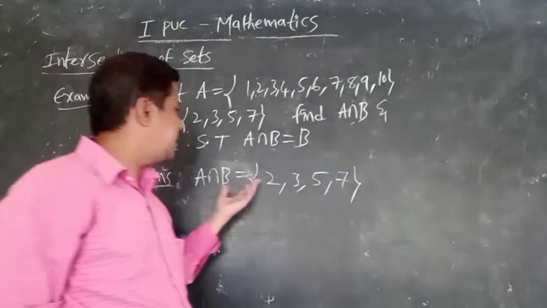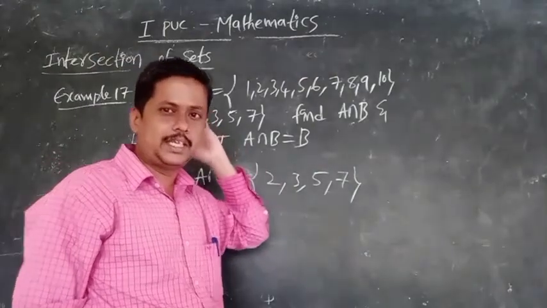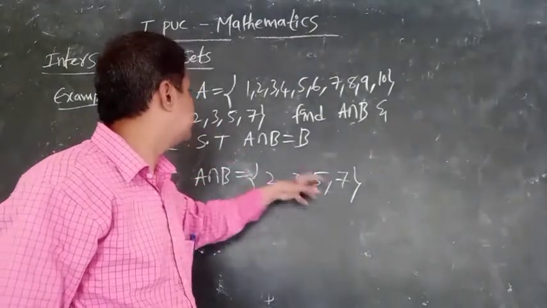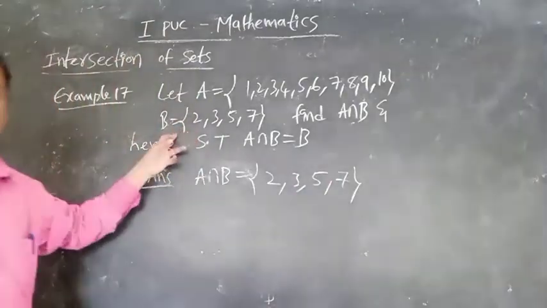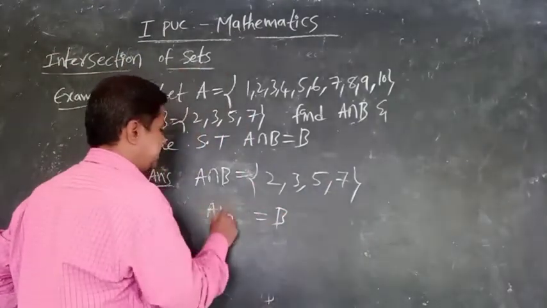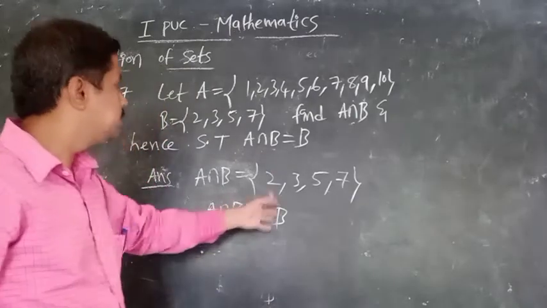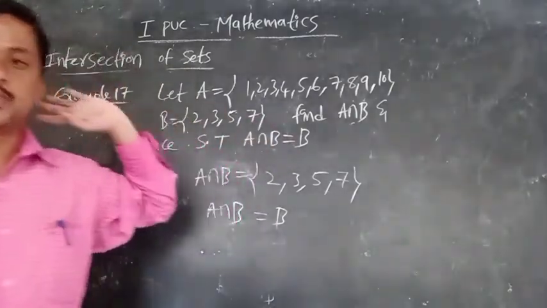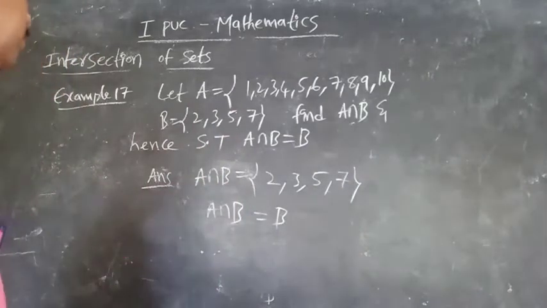So here A intersection B is nothing but what? If you observe, 2, 3, 5, 7 is what? It is the B set. So A intersection B is equals to B. Okay? Like that you have to show it. So this is the condition.